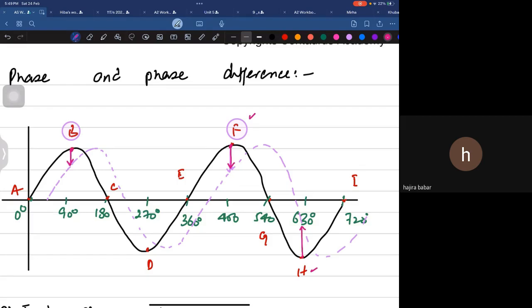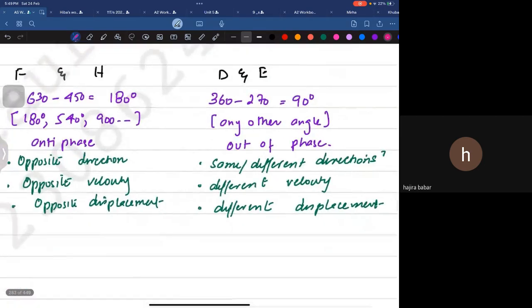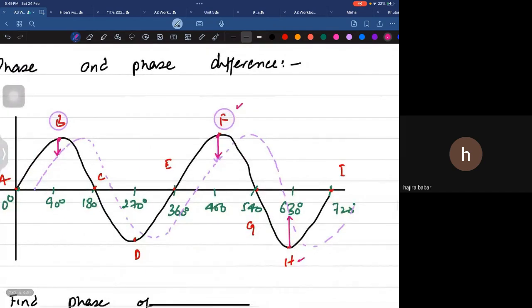Then the next, kids. Think about it. Now, if you look at D and E, D is going to go up, fine. But E is going to go down. D has no velocity at this point. E has maximum velocity at this point. E has zero displacement right now. D has maximum displacement. So they're just different. They're not opposite to each other. That is why D and E are out of phase. Is it clear, kids?